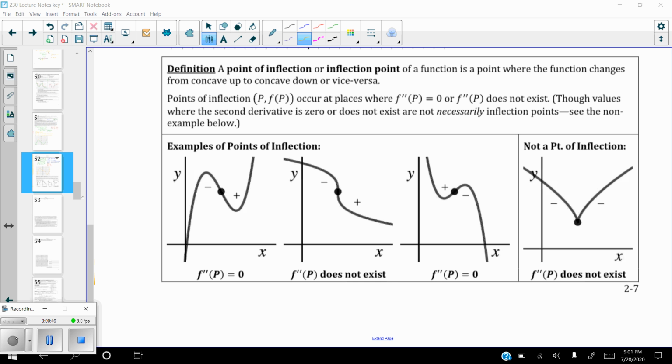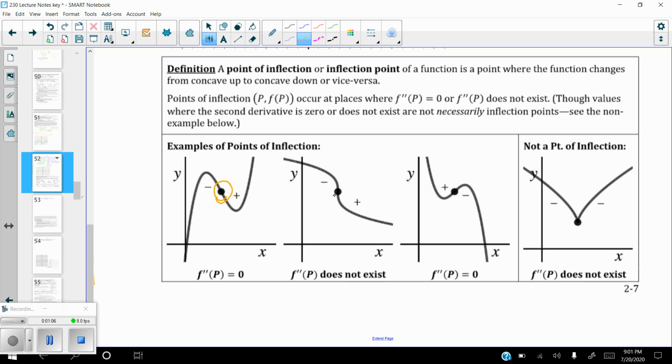The first one shows the graph going from concave down to concave up. Right there at that point, it changes. You can see how it's concave down, frowny face, to concave up, smiley face. In the second one, the second derivative here doesn't exist, but the concavity still changes.